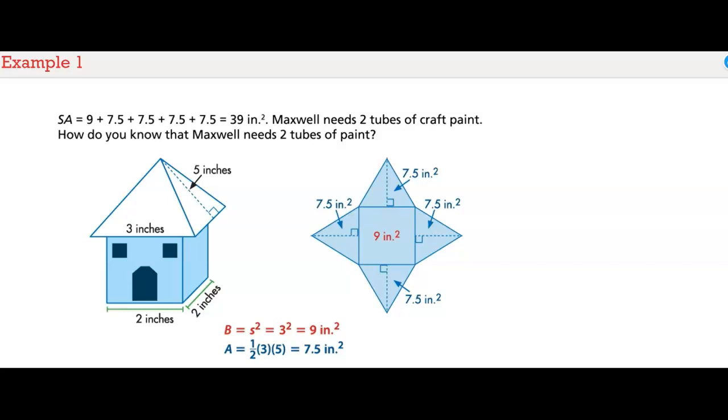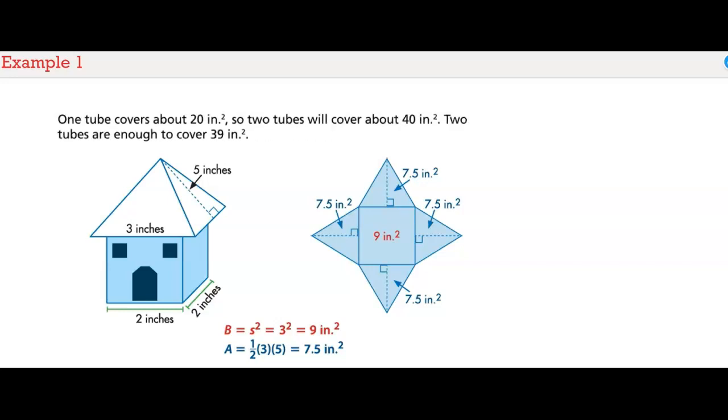How do you know that Maxwell needs 2 tubes of paint? One tube covers about 20 square inches, so 2 tubes will cover about 40 square inches. 2 tubes are enough to cover 39 square inches.